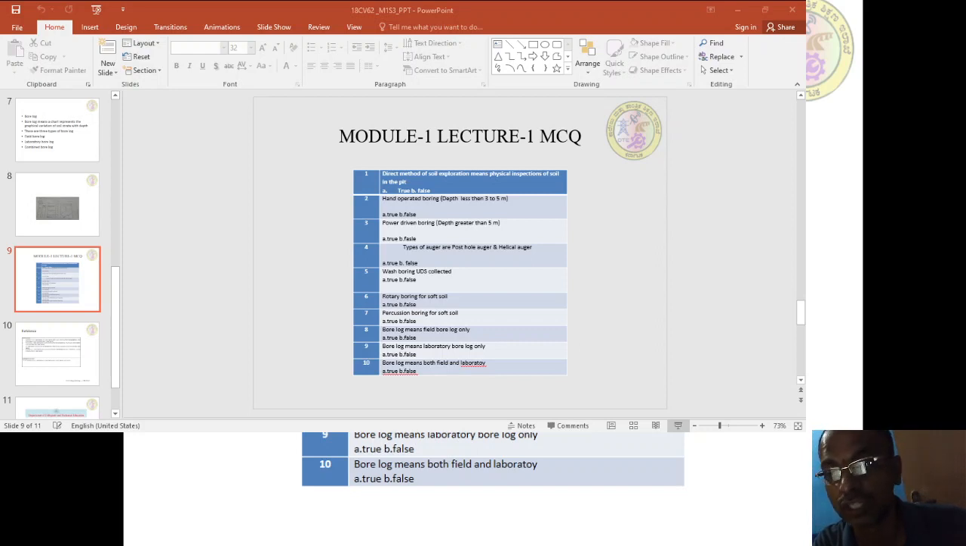So option is B. Bore log means field bore log only. As I said earlier, bore log is a graphical representation of variation of soil strata with depth, with all index and engineering properties also. So it is not only a field bore log, it can be a laboratory bore log or a combined bore log. Therefore the statement is false. Bore log means laboratory bore log. Statement is false. Bore log means both field and laboratory. Yes, the statement is true.